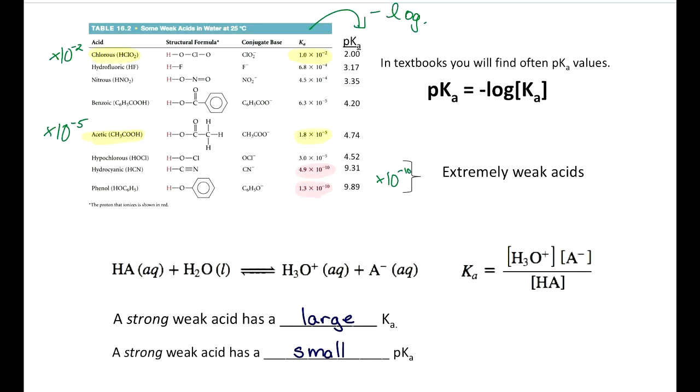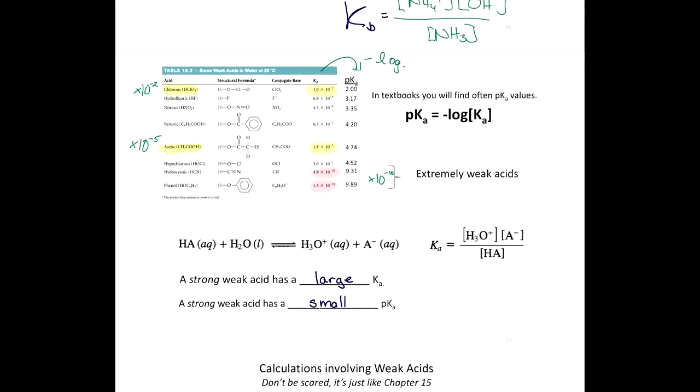And so Ka to pKa is negative log, but then to undo a pKa, what do you do? 10 to the negative pKa, yeah, all right? And so again, the P function just allows us to not have scientific notation. So a strong weak acid has a large Ka value, but that same strong weak acid is going to have a small pKa value because of how that negative log function works, all right? Okay, so those are our Ka values.